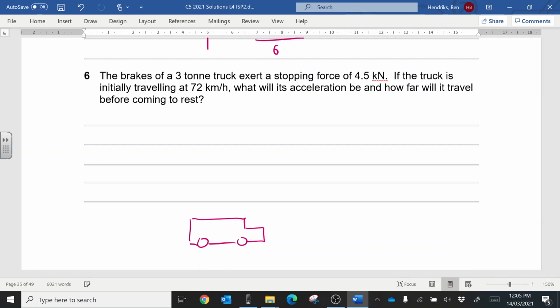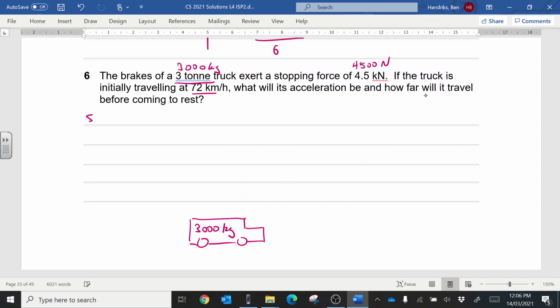Okay, so we have a 3 ton, so that's 3,000 kilograms. That's what 3 tons means. The truck is exerting a force of 4.5 kilonewtons, so remember that's 4,500 newtons. We want these in SI units, and it's initially travelling at 72 kilometres an hour.